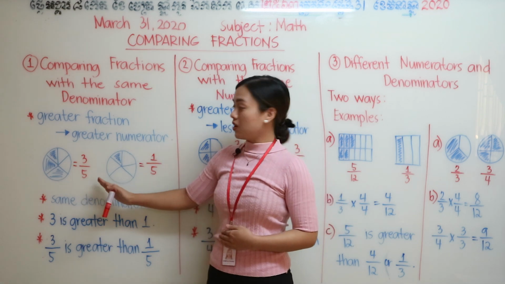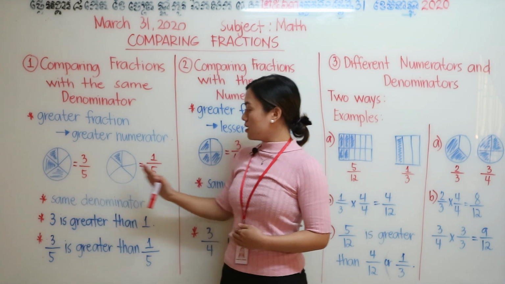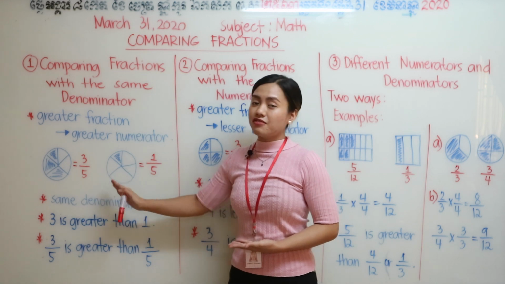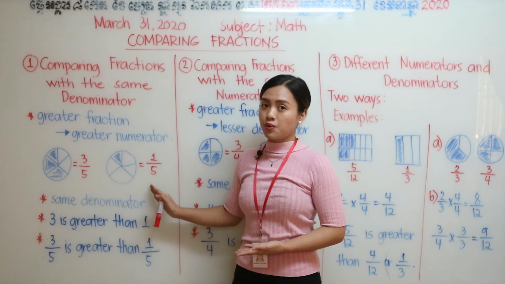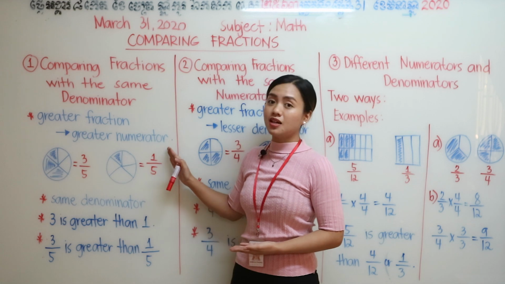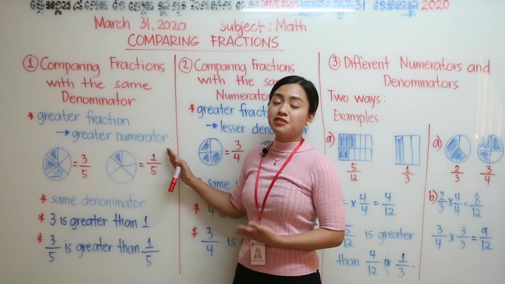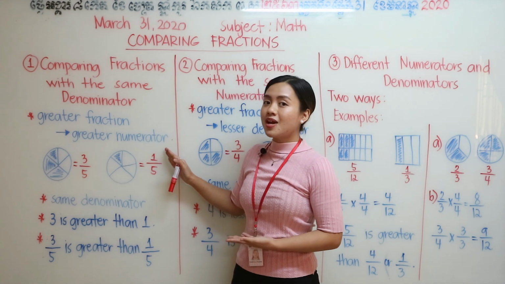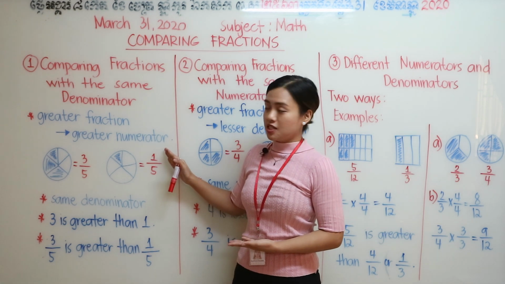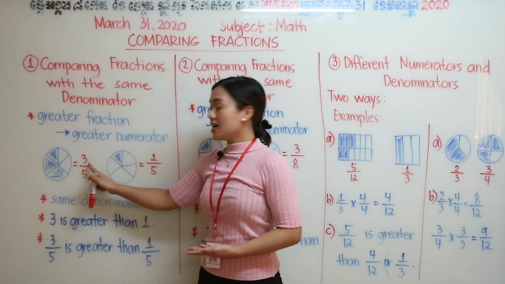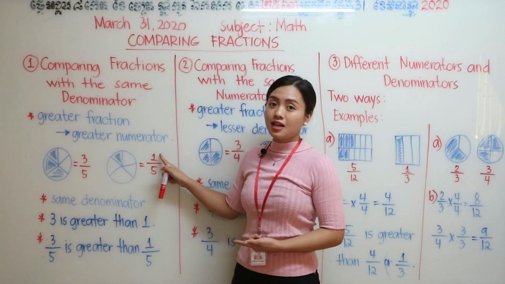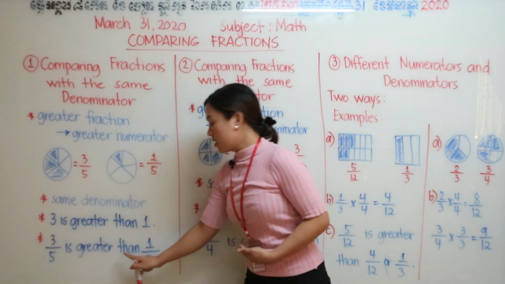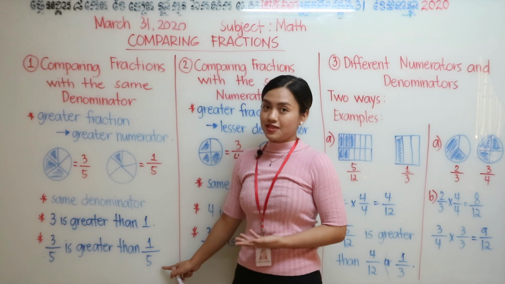We have here 3/5 and 1/5. Now, you see here, guys, they have the same denominator. So all you need to do is to focus on the numerator. The fraction that has the greater numerator will be the greater fraction. So in here, 3 is greater than 1. Therefore, 3/5 is greater than 1/5.